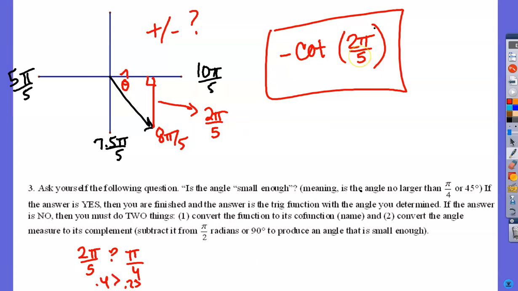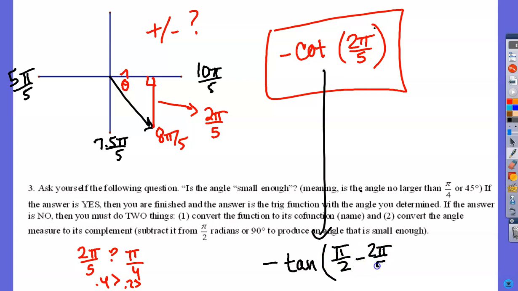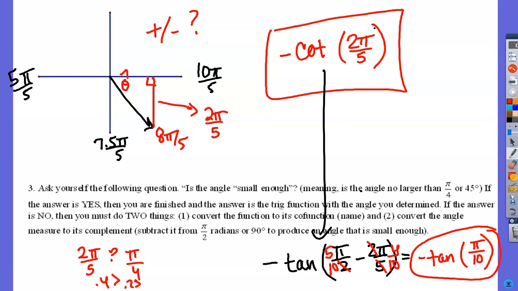So if it's too big, you have to do two things. Switch it to the cofunction, tan, and then you need to use the complement, which is 90 minus this, or since I'm in radians, pi over 2 minus this. And so I'd change them both to tenths. So times 5, times 5, times 2, times 2. So then I get 5 pi minus 4 pi, so I end up with negative tan of 1 pi over 10.